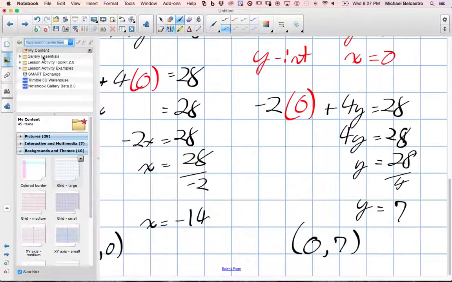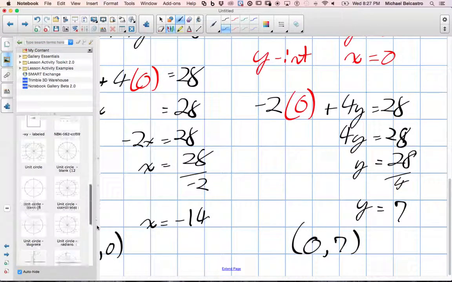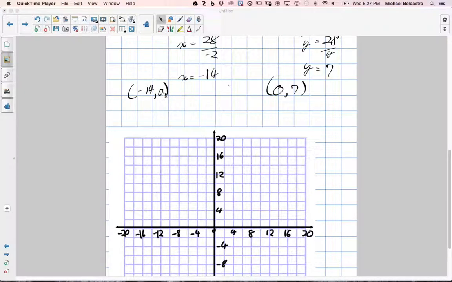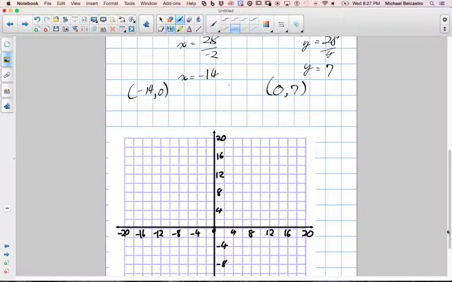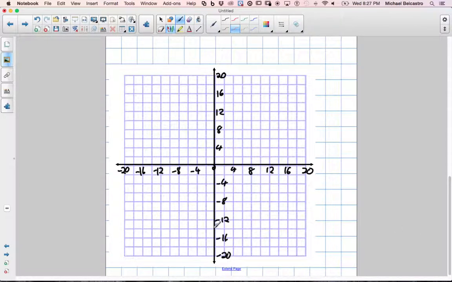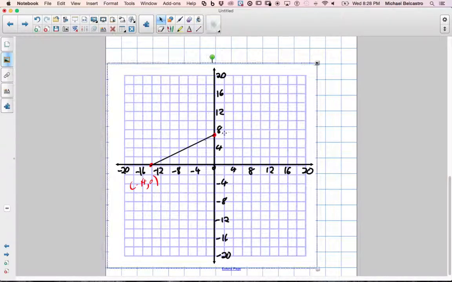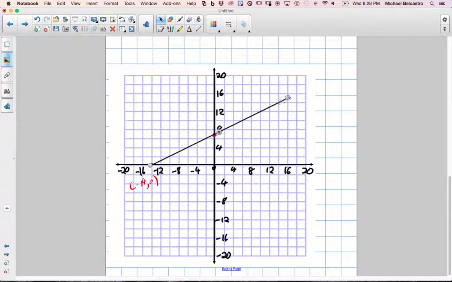What I'll do is just quickly bring out a graph. Maybe I'll graph -14, 0 as one of our coordinates. Whoops, that's not right. -14 and 0 would be here. And the other coordinate is 0, 7, which would be in between there. What we're doing is connecting our two dots here, and we could extend them. Maybe our line goes roughly like that, and same the other way. So here's our first line.